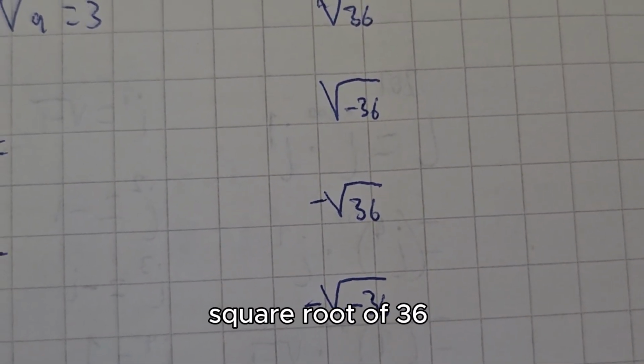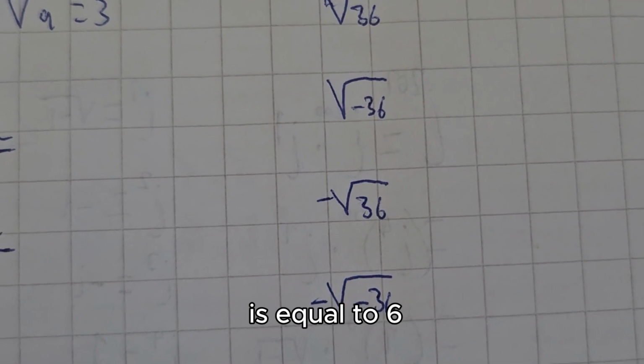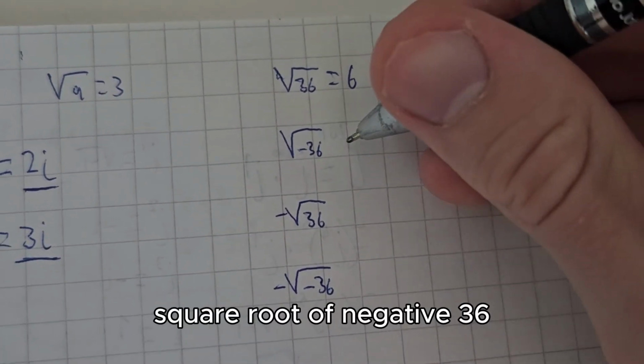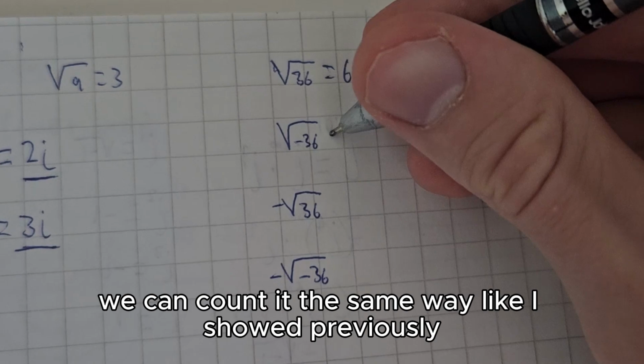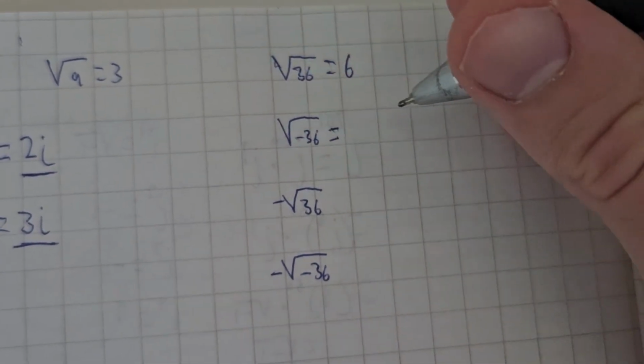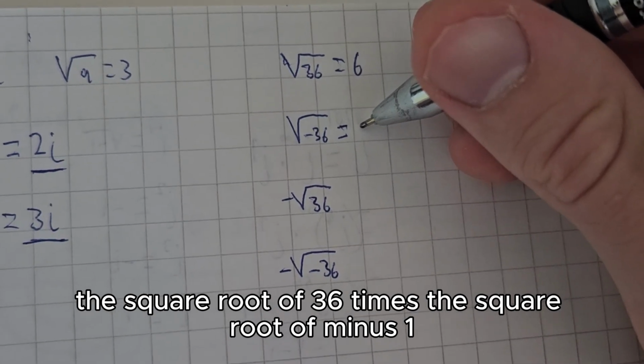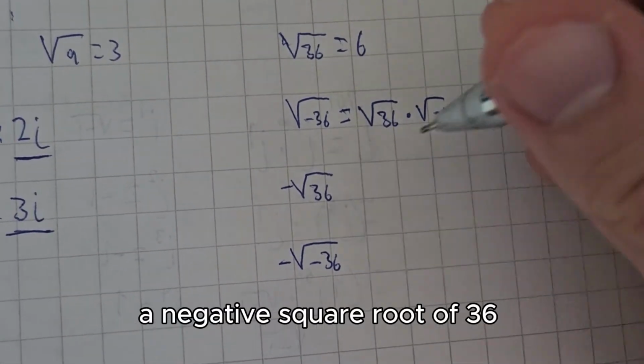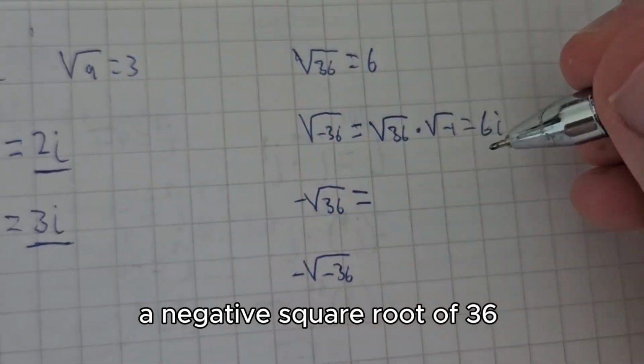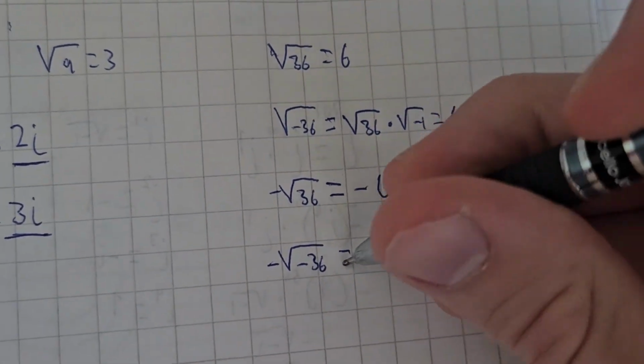Alright, first of all, square root of 36 is equal to 6. Square root of -36, we can count it the same way like I showed previously. Let's separate it into the square root of 36 times the square root of -1, which equals 6i. Negative square root of 36 is equal to -6.